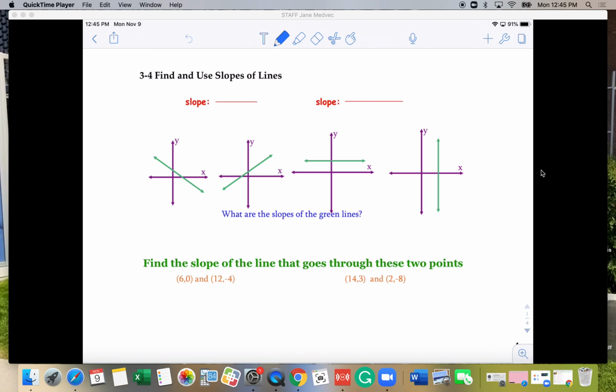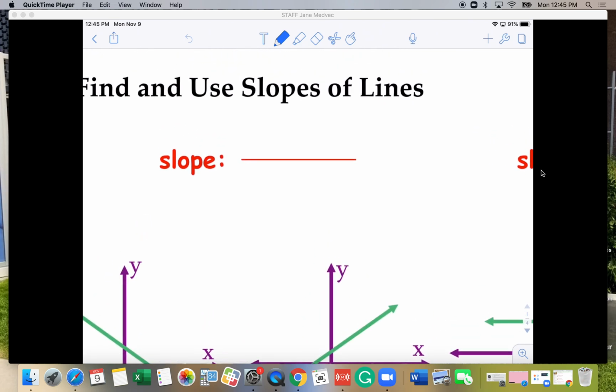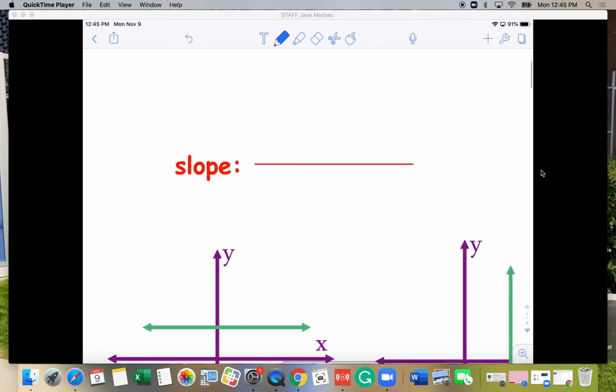So today what we're going to do is chapter 3, section 4, find and use slopes of lines. First of all, let's look a little bit at slope and see what this means. So slope, a lot of times you see it as rise over run. And what that means is it's the up and down over the left to right. Slope also has a special formula, and that is y2 minus y1 over x2 minus x1.